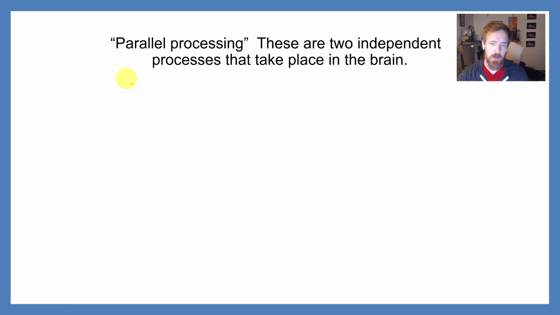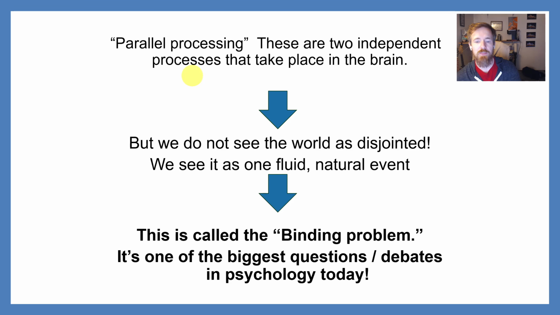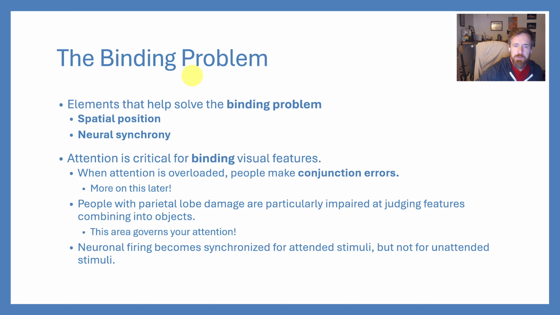This is known as parallel processing, where you have two separate streams of information that happen independently in the brain. So we don't see the world as disjointed, even though that is kind of how the brain is processing things. It is breaking things up and doing it separately. So why do we not perceive the world that way? The answer is, in order for us to solve the binding problem, we're really going to be talking about attention, and we'll be talking about that in chapter 5.